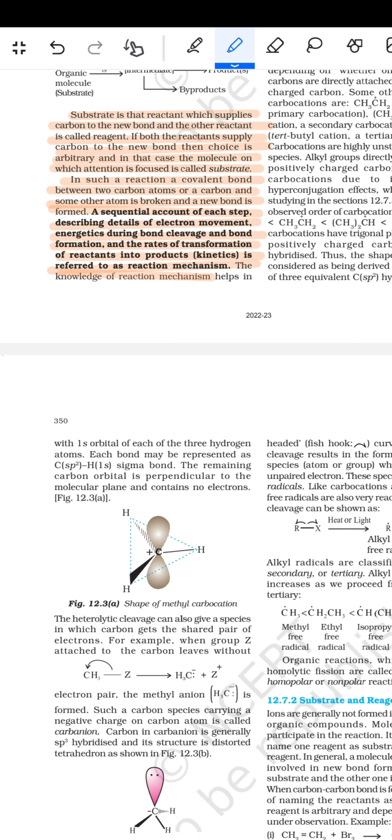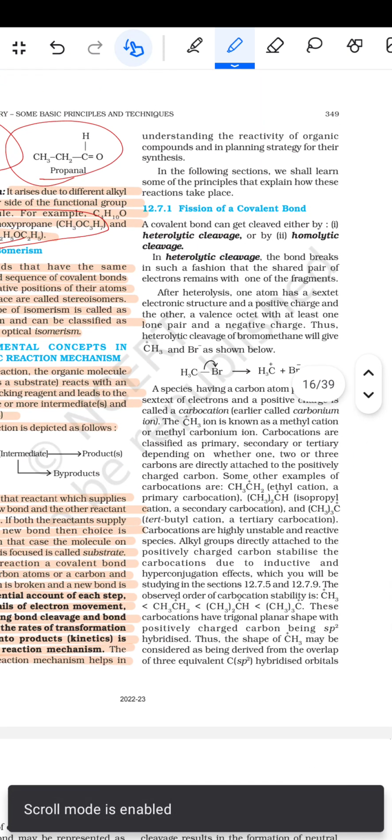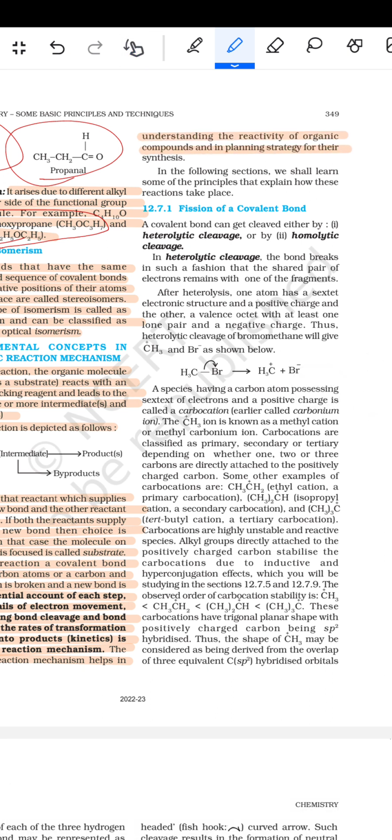The knowledge of the reaction mechanism helps in understanding the reactivity of organic compounds and in planning a strategy for their synthesis. In the following section, we shall learn some of the principles that explain how these reactions take place.